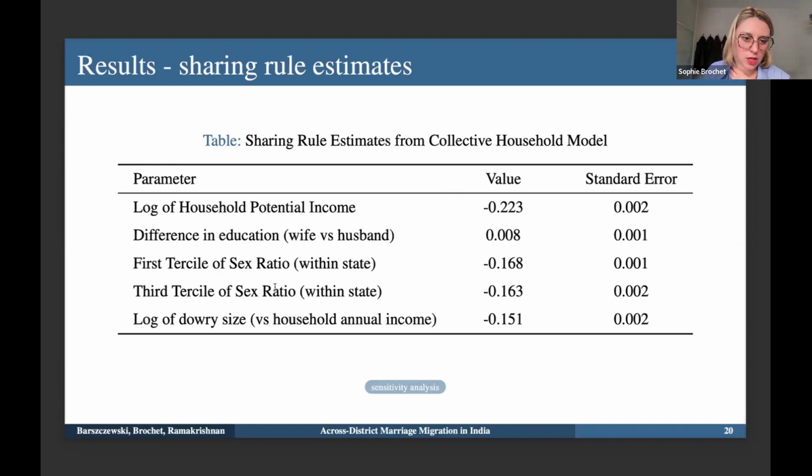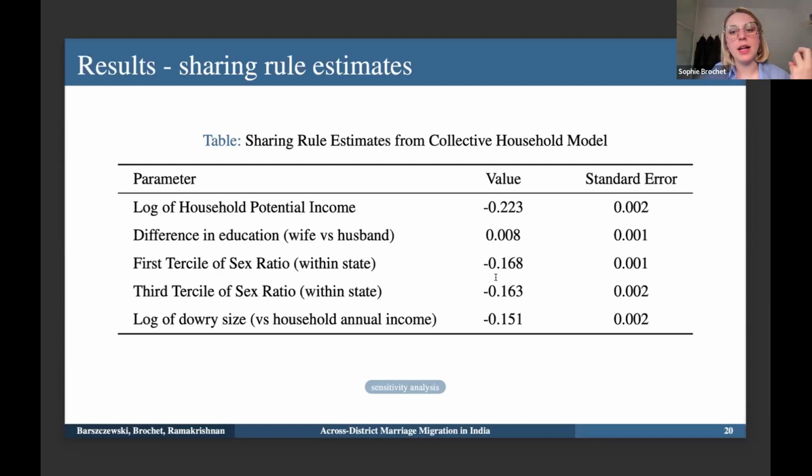Then for the sex ratios, so the first tercile here is when within the states, the sex ratios tend to be less skewed toward men. And here, the third tercile, this is when in the states, the districts tend to have the most skewed sex ratios, so where women tend to be the most scarce. And what you can see is that in both cases, we have negative coefficients compared to the intermediate category. So that means that compared to the intermediate category, it looks like being in the first or third tercile is associated with less bargaining power.